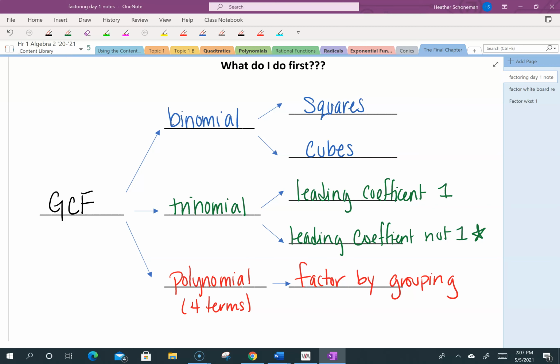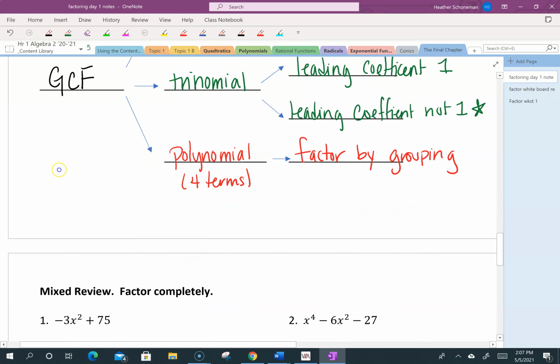Once you decide that, if it's a binomial, it'll either be difference of squares or difference or sum of cubes. If it's a trinomial, the leading coefficient's either going to be 1 or not 1. Now in these notes, we're not doing any that are not 1. That's going to come next time. They're all going to be 1, but that's where it goes. And then if it's a polynomial, you're going to factor by grouping. Okay, we're going to do a couple mixed review together, and I'm going to go over a couple of them and see if that helps you get through these notes.